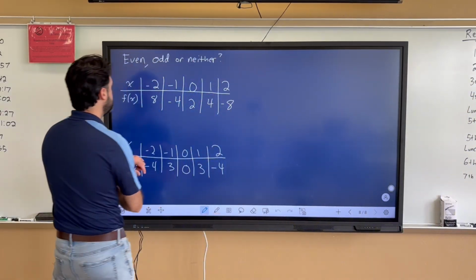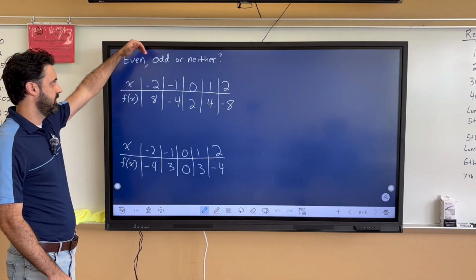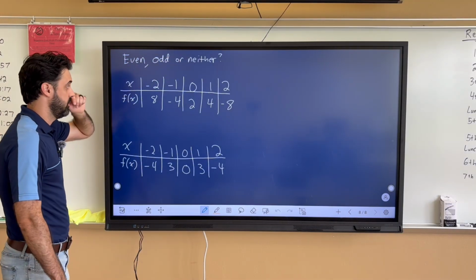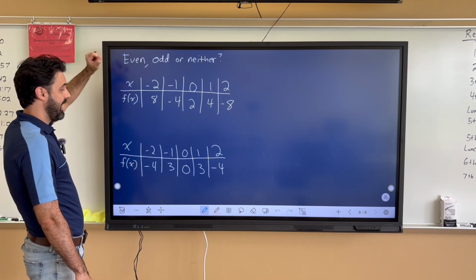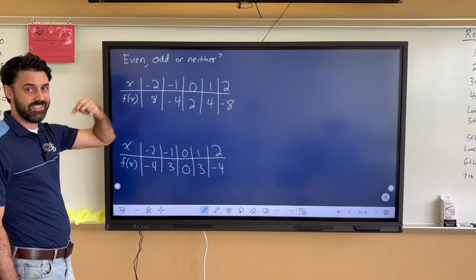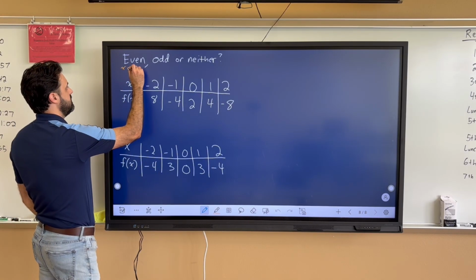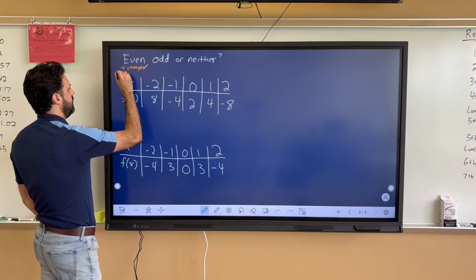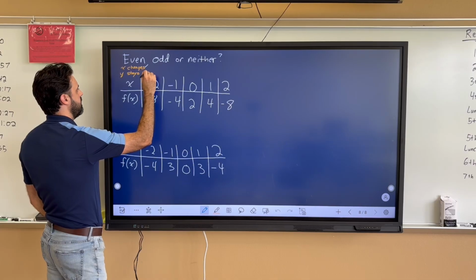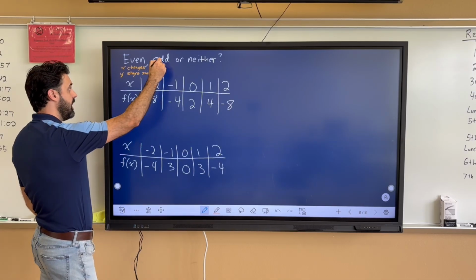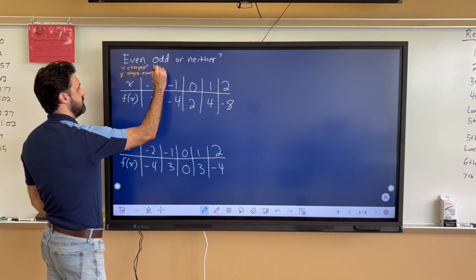Lastly, given a table, we're going to try to figure out, is the function even, odd, or neither? Remember, with even functions, when x changes sign, y stays the same. So if x changes, the y stays the same. That's for even functions. For odd functions, when x changes, y also changes. So I'm going to put both change signs.